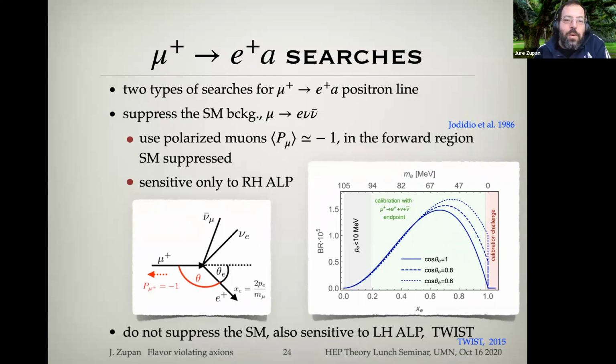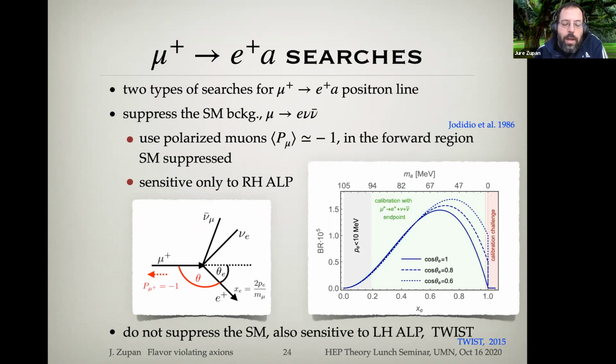All right, so I'll try to say where I am. There are two types of searches that were done. Option one is you try to suppress the standard model background, which comes from mu to e nu nu-bar. And this is this 30-plus-year-old experiment at TRIUMF. They used polarized muons. The polarization is plotted here, polarized in the opposite direction to that in which the muon flies. So this is the plot to the left.